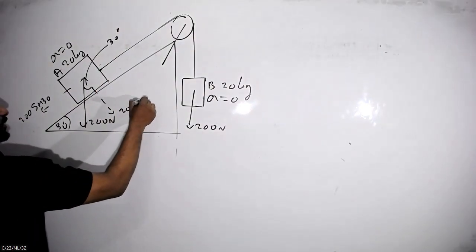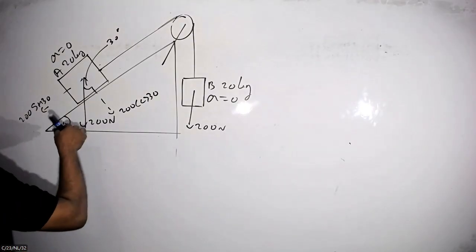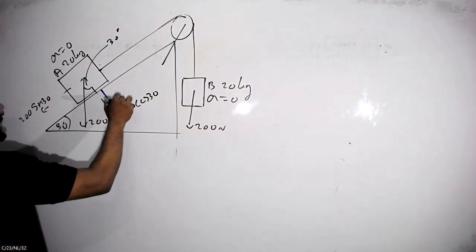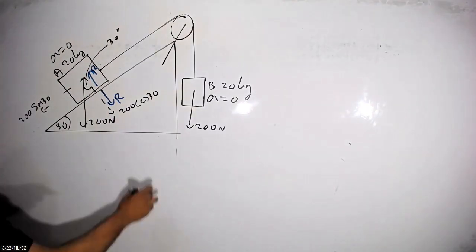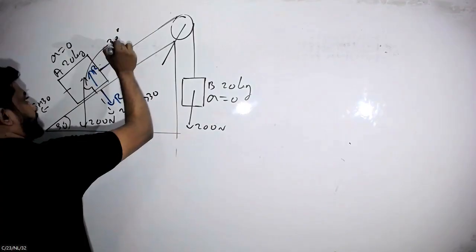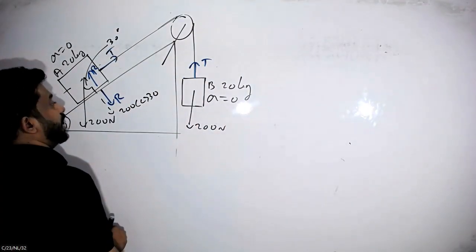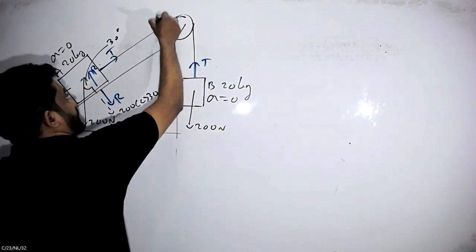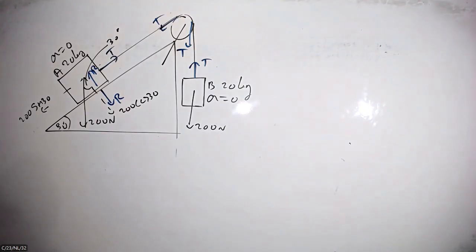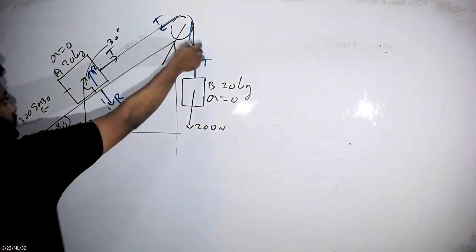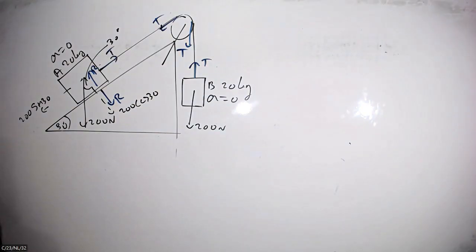Then 200 cos 30. Then you can identify the normal reaction force acting on capital A, R. Then the tension of this string: this one is a light inextensible string, therefore the tension at the two ends is equal. Tension on the pulley, capital T. The tension is constant throughout the string because it is a light inextensible string.